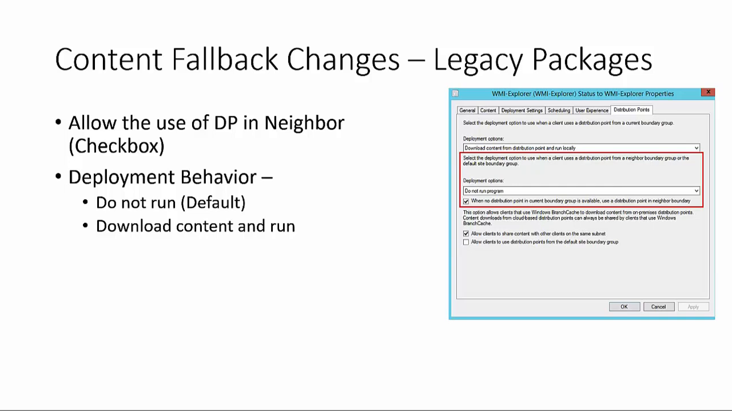Next is the legacy package model. The fallback changes are visible in the deployment properties under the distribution point tab. Here you specify whether you want to let the clients download the package from neighbor boundary groups. Checking the box increases the pool of available distribution points. We also have the deployment options matching the application model, where you specify to either not run or download and run locally.